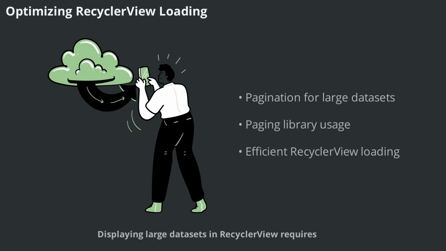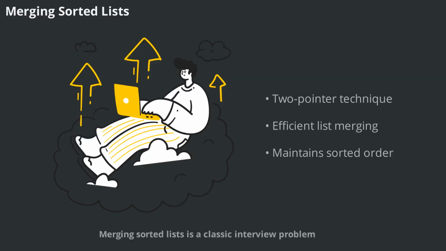Displaying large datasets in RecyclerView requires efficient data loading to avoid performance issues. Interviewers might ask how you'd fetch only the required data for display. The best approach is pagination, which loads data in chunks using Android's Paging library. By implementing a PagedListAdapter and fetching data page by page, you minimize memory usage and improve responsiveness. This method is essential for apps with infinite scrolling or large lists, and it highlights your understanding of scalable UI patterns in Android development.